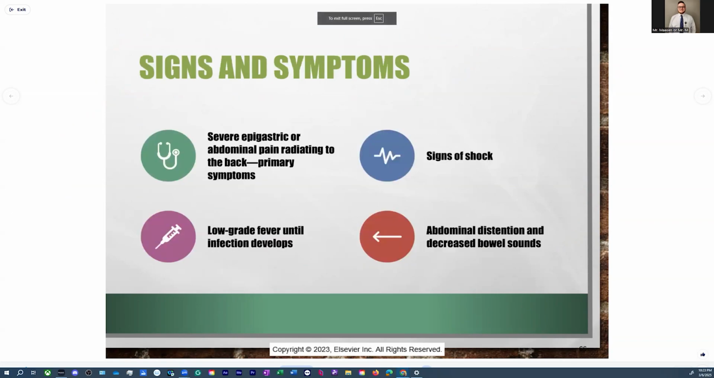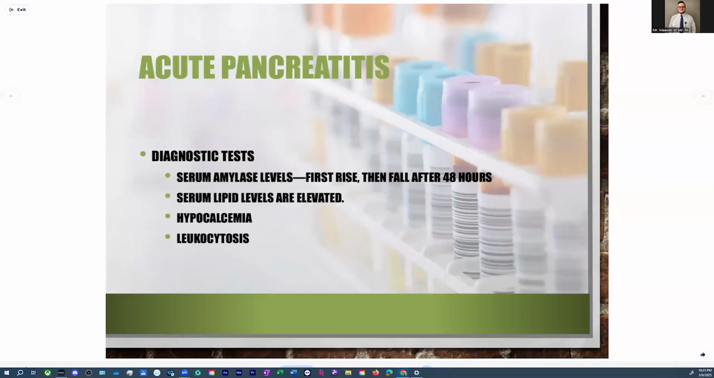So with pancreatitis, the main thing they're going to have is the severe abdominal pain. Their abdomen might be distended, kind of like ascites, and lose some bowel sounds, but they're going to have nausea, vomiting, low-grade fever, and severe abdominal pain. So your big nursing consideration with pancreatitis is the abdominal pain.